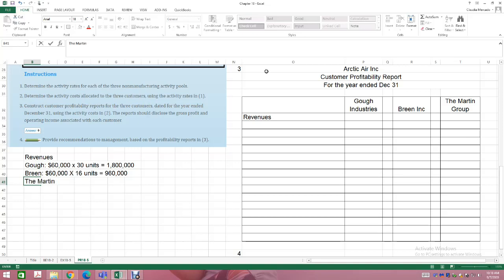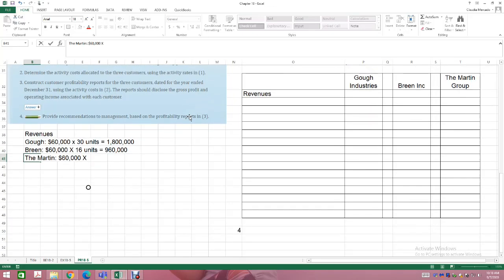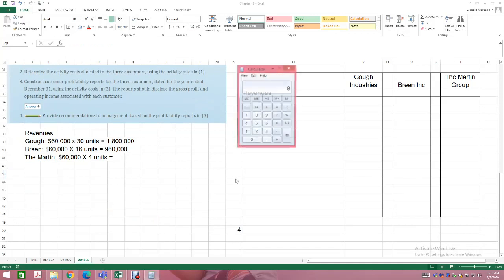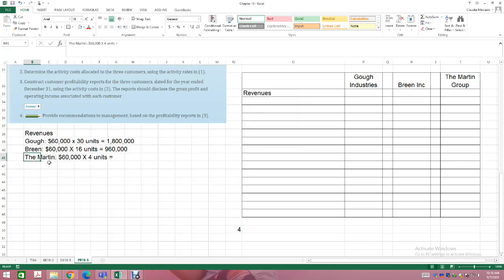And then for the Martin Group, I know that I sell my units at 60,000. How many units did I sell to the Martin Group? Only 4. So let's get our calculator. 60,000 times 4. That's going to give me $240,000.